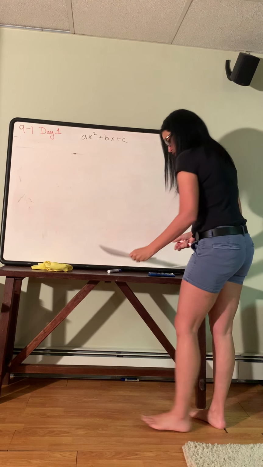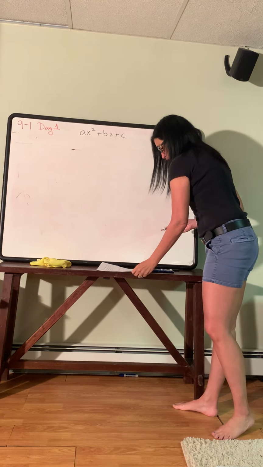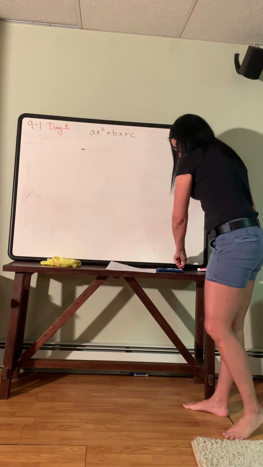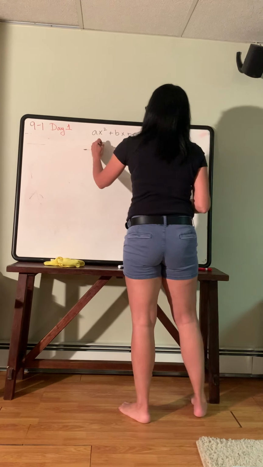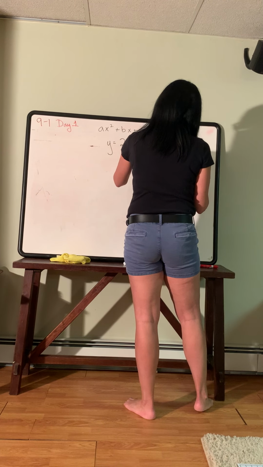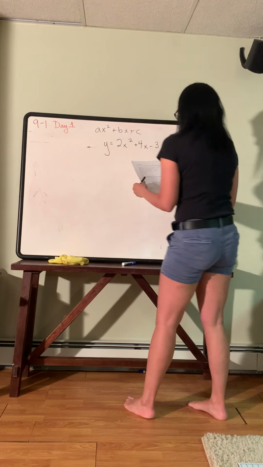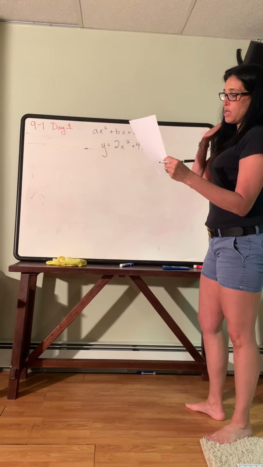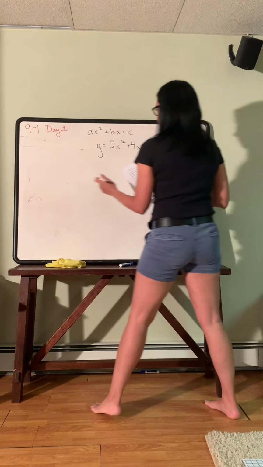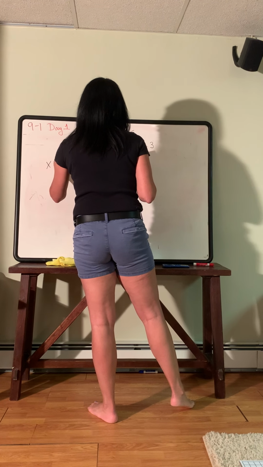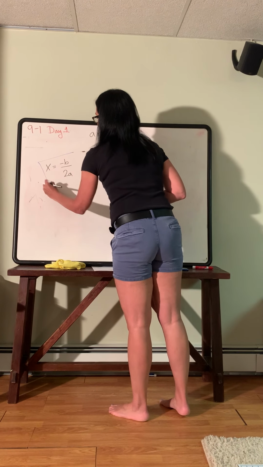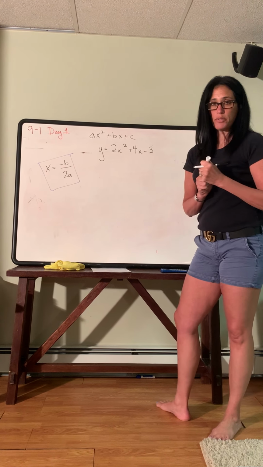All right, so on number 2, it says to find the vertex, the equation of the axis of symmetry, and the y-intercept for each function. So our equation is this. The first thing we need is the axis of symmetry, so we're going to use this formula: x equals -b over 2a. This is a formula you're going to use in this entire chapter.